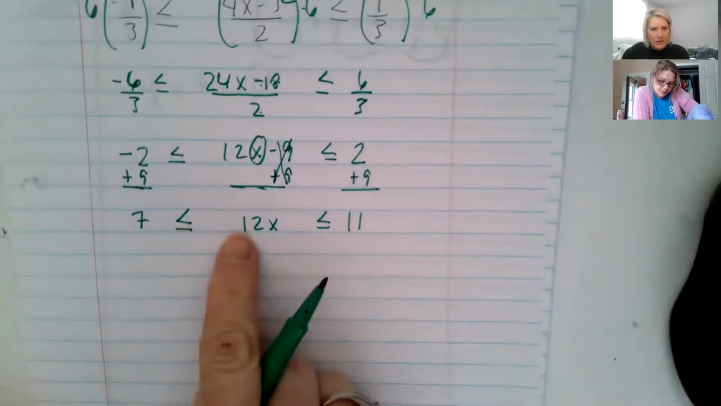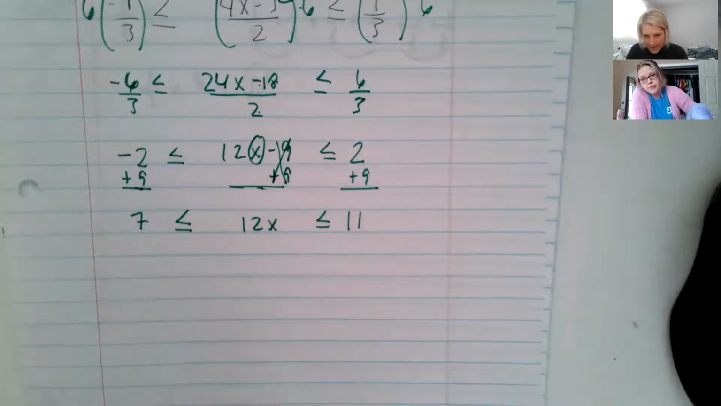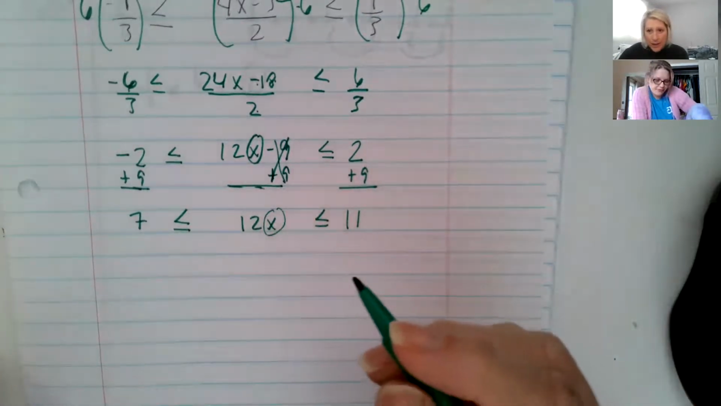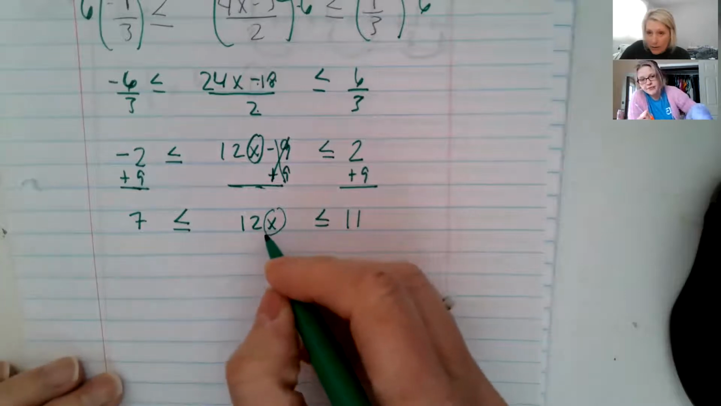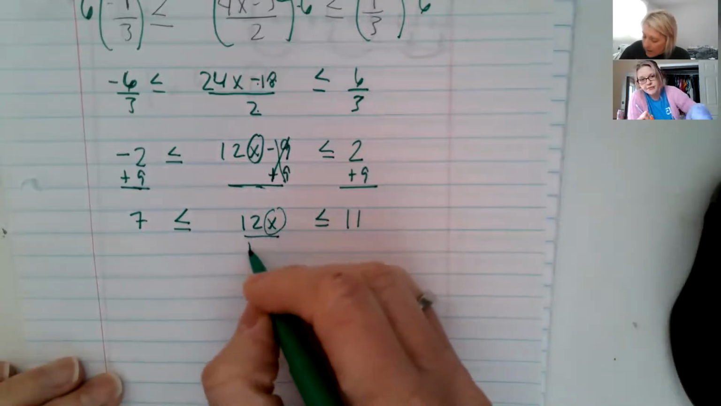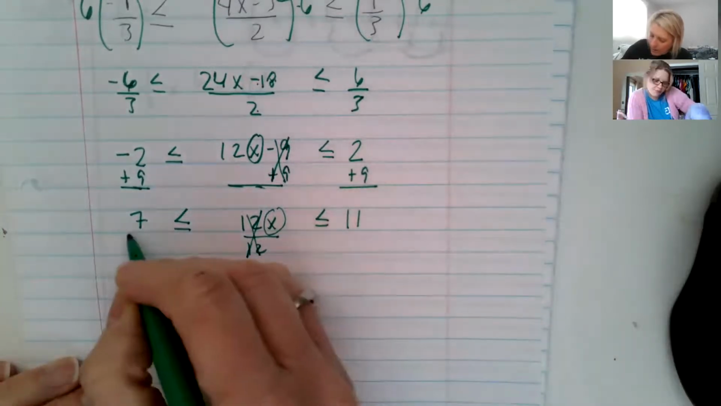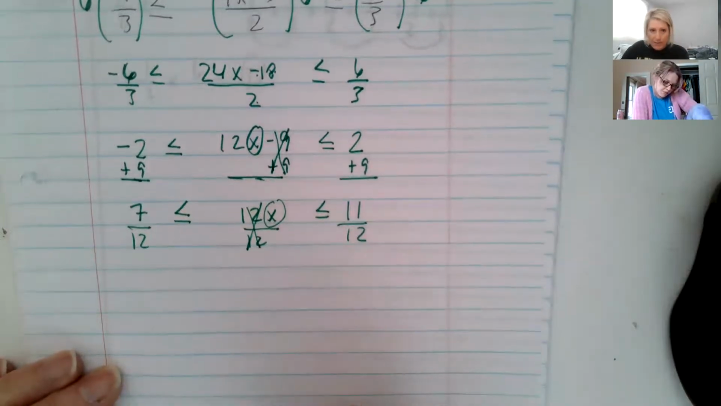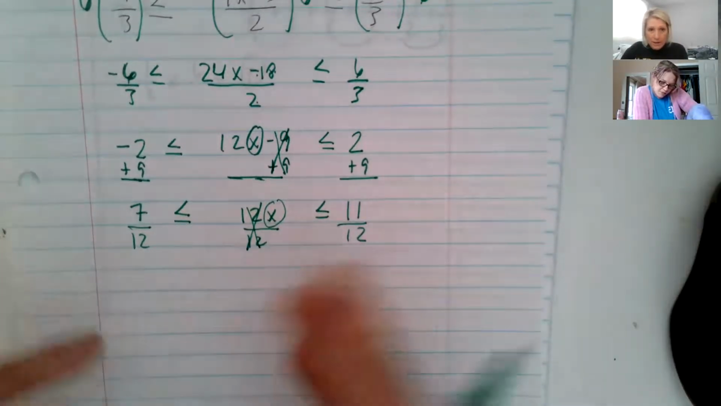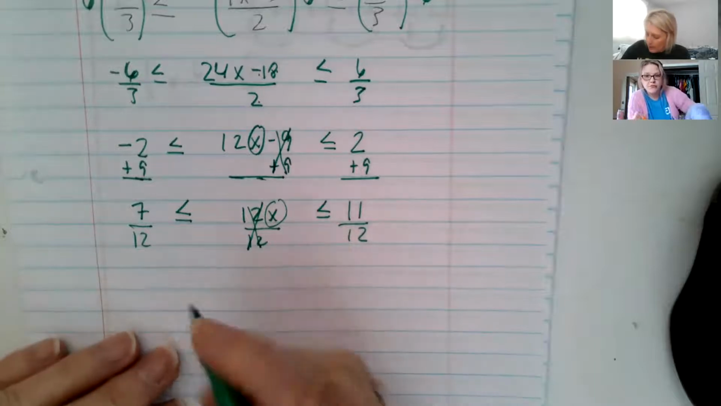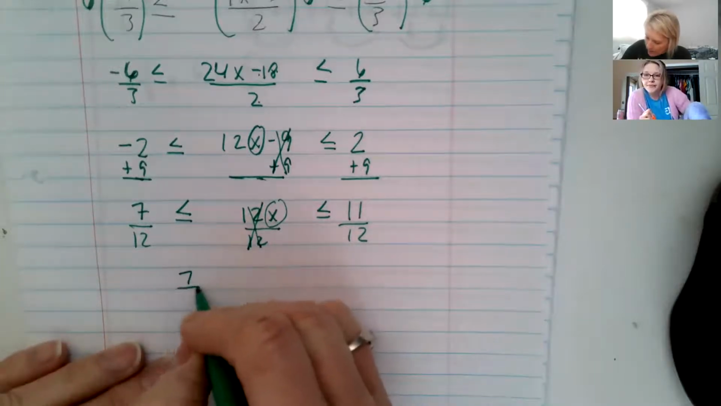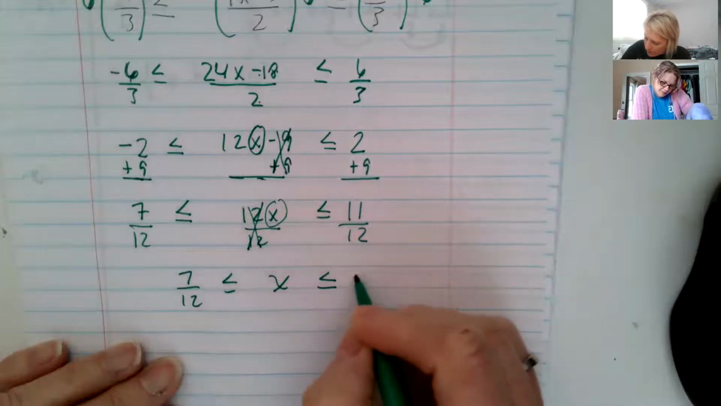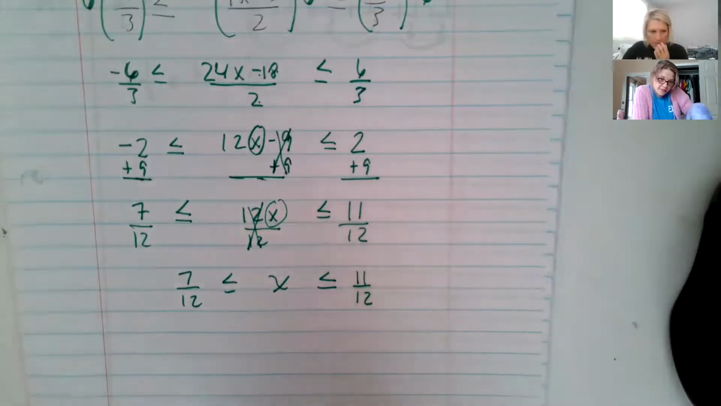And yep, sure enough, that 12 hung on to the bitter end, right? And x is like, come on, I just want to be by myself. I need some peace and quiet. So 12x, we're going to divide by that 12 and divide by the 12 and divide by the 12. And they're fractions. You don't have to divide these with decimals. I'm fine with a fraction. So 7/12 is less than or equal to x, which is less than or equal to 11/12.